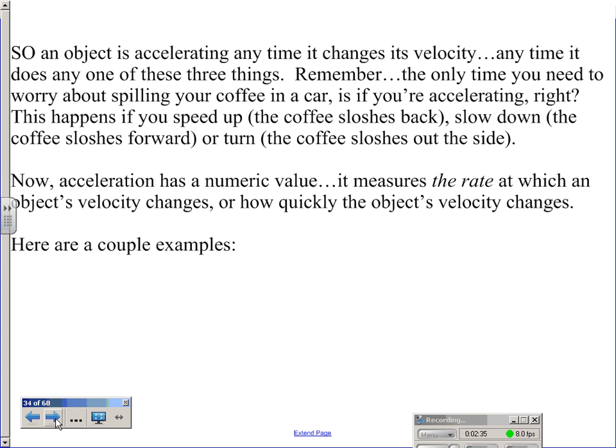So acceleration has a numeric value. In other words, in the same way that you can say the velocity of an object is whatever, 5 meters per second, you can also give a numeric value to acceleration because it measures the rate at which an object's velocity changes, or how quickly the object's velocity changes. All right. So let's do a couple quick examples. What we're measuring here is how quickly the velocity changes.